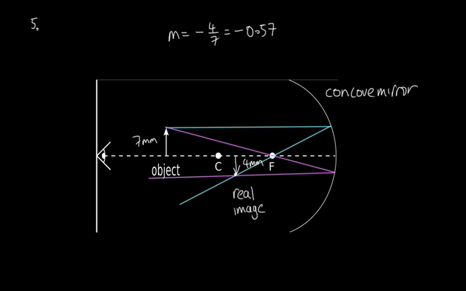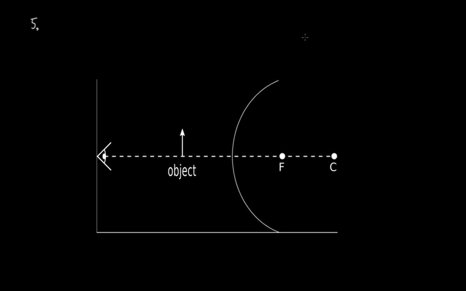And let's now look at the last situation. Okay, so this is our final situation. Now in this case, the mirror is curving this way and our object's on this side, so this is a convex mirror.